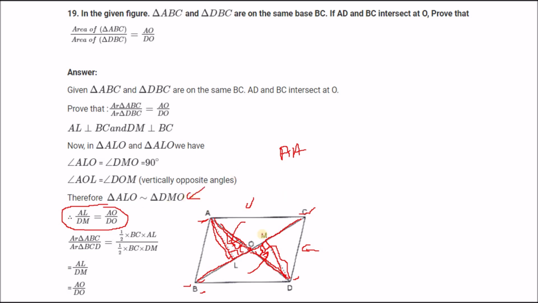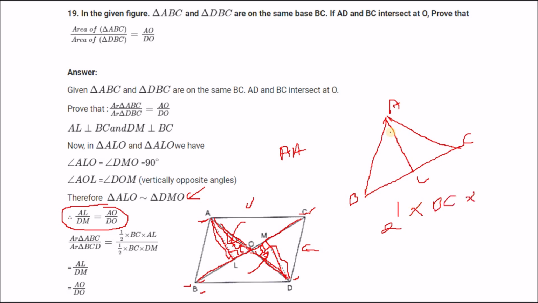Now what is the area of the above triangle? If I take this triangle, which is ABC, and this is the perpendicular we dropped, AL. What is the area of the triangle? Half into base into altitude. Base is BC, altitude is AL. Similarly for this triangle, base is already BC, half into BC, and here the perpendicular is DM. Let us write DM.